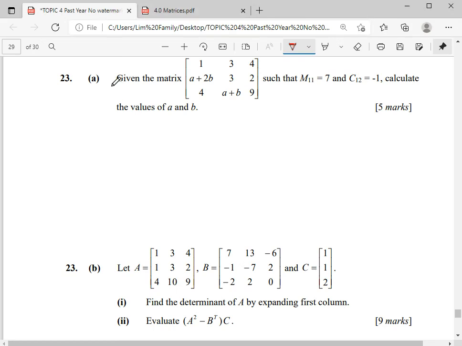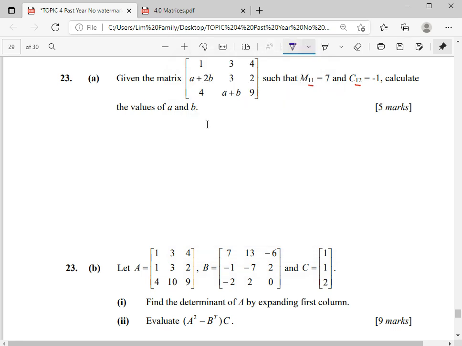Okay, so for question 23, you're given a matrix here. They ask you to find the minor and the cofactor for certain positions: minor 1,1 and cofactor 1,2. So calculate the value of A and B. If they ask us to find the minor for a certain position, we can go straight to that position. It's not necessary to do the whole matrix.